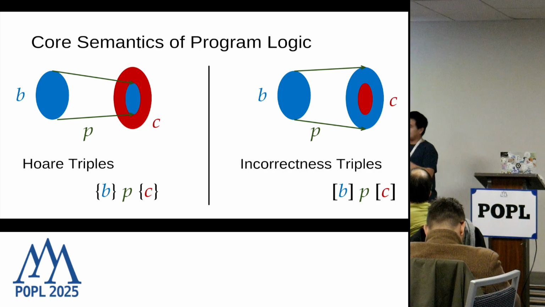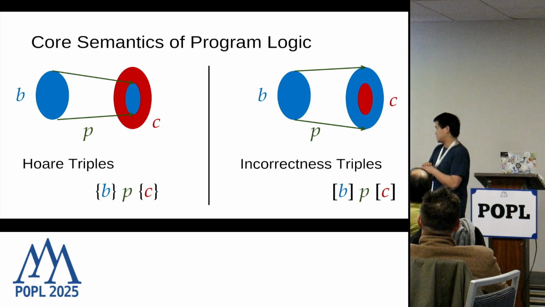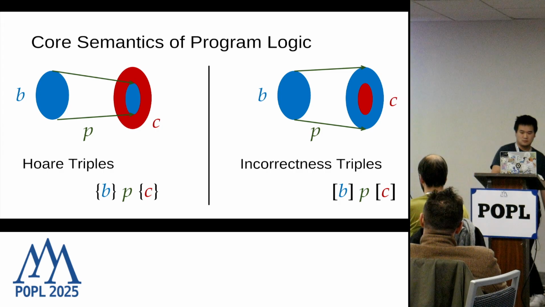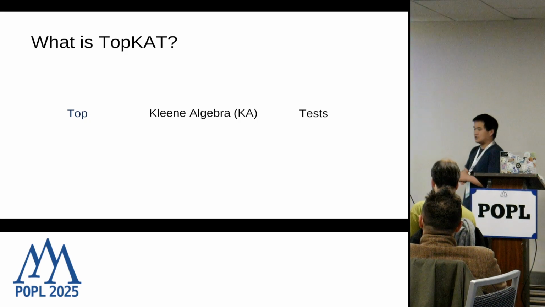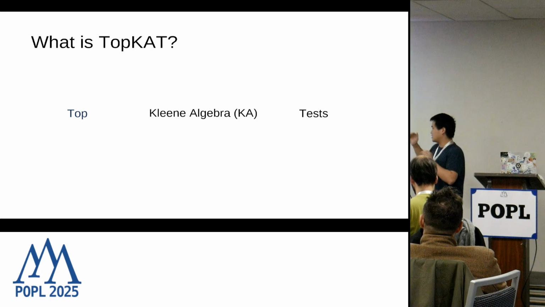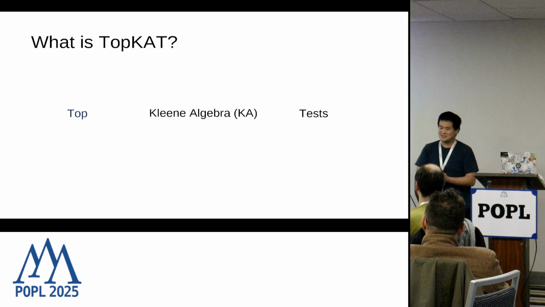So you see, the building blocks of a program logic are programs and predicates, and then you need to compare codomains, right? And this is where TopKAT comes in. TopKAT consists of 3 different components. It contains top, KA, and T, right? So KA is Kleene algebra, and T is tests.